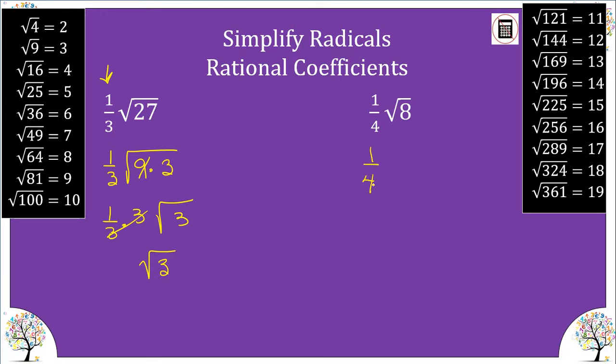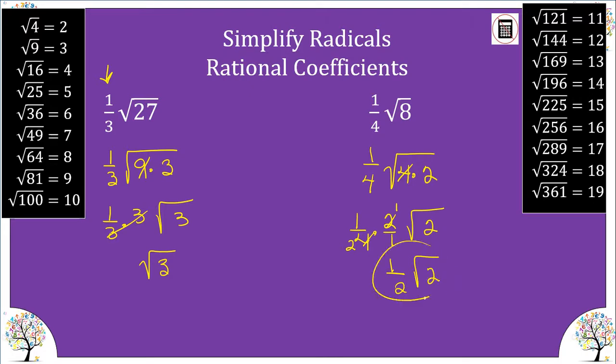Now we have 1/4. We're going to break down 8. 4 is a perfect square and it divides into 8. When I take the square root of 4, I get 2. So I have 1/4 times 2 times the square root of 2. And so this time I'm going to cross simplify. So 2 goes into 2 once and 2 goes into 4 twice. 1 times 1 is 1. 2 times 1 is 2. So 1/2 times the square root of 2.